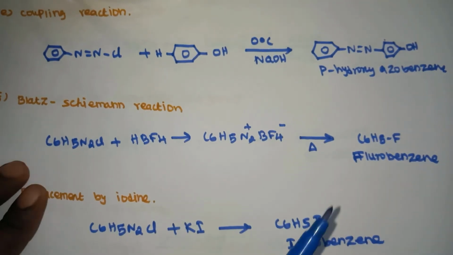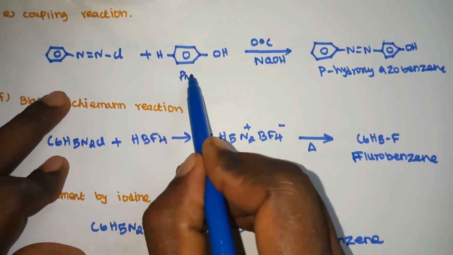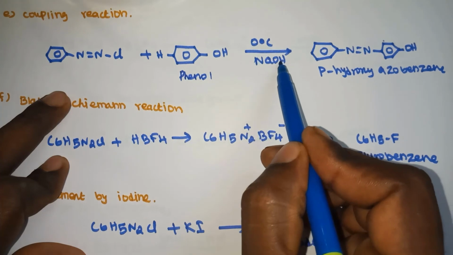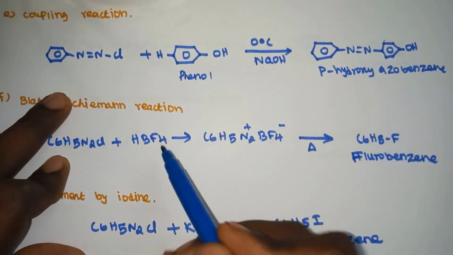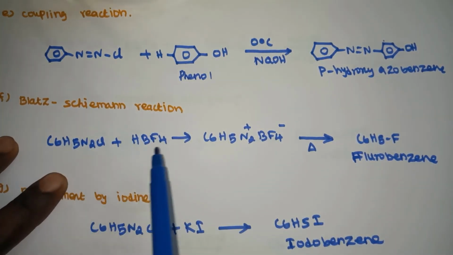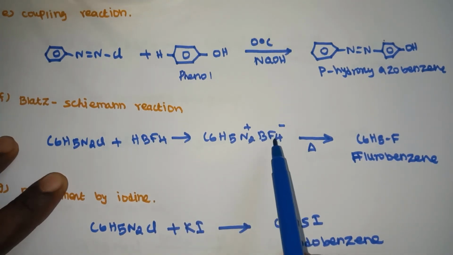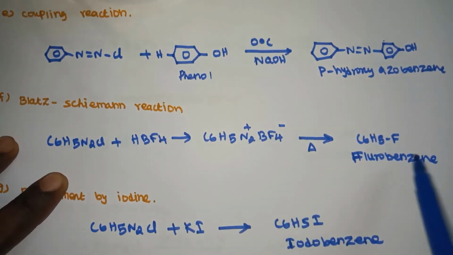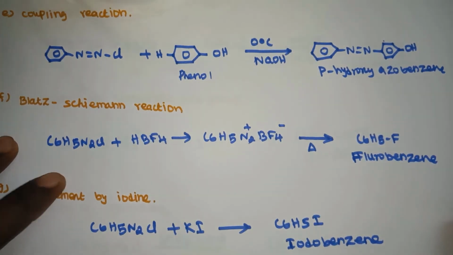Next one is the coupling reaction. This is benzene diazonium chloride reacting with phenol in the presence of sodium hydroxide at 0 degrees Celsius to form para-hydroxyazobenzene. Next one is the Balz-Schiemann reaction. When benzene diazonium chloride reacts with fluoroboric acid to form benzene diazonium tetrafluoroborate, this on heating forms fluorobenzene. This reaction is called the Balz-Schiemann reaction.